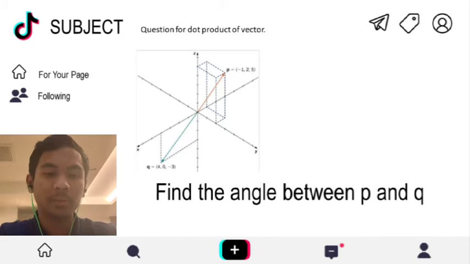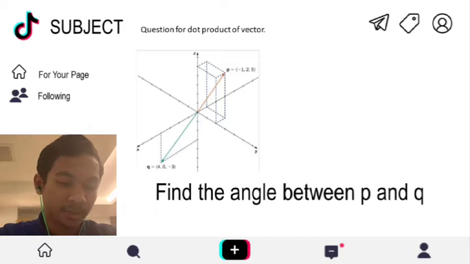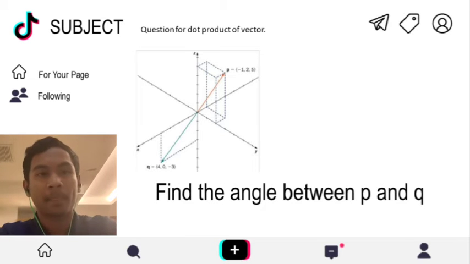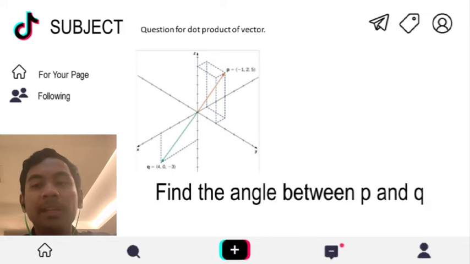Today I would like to share one equation. So my first equation is dot product of vectors. My equation is P equal to open bracket -1, 2, 5 close bracket, and Q equal to open bracket 4, 0, -3 close bracket. Find the angle between P and Q.